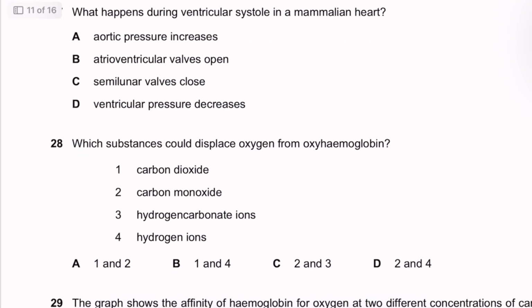Okay, what happens during ventricular systole in a mammalian heart? During ventricular systole, is it that aortic pressure increases, atrioventricular valves open, semilunar valves close, or ventricular pressure decreases? Well, what happens during ventricular systole is that the ventricles are going to contract, which means that the atrioventricular valves, so let's draw the heart.